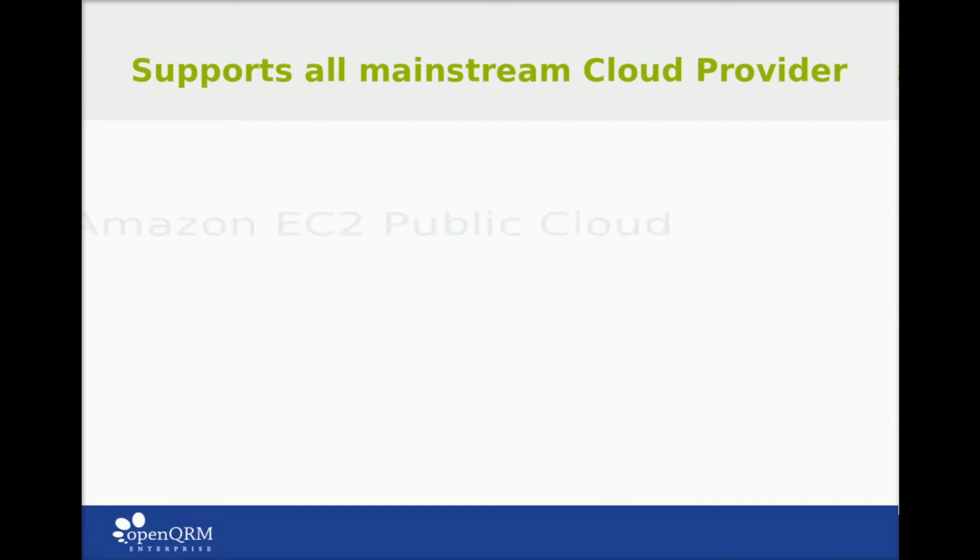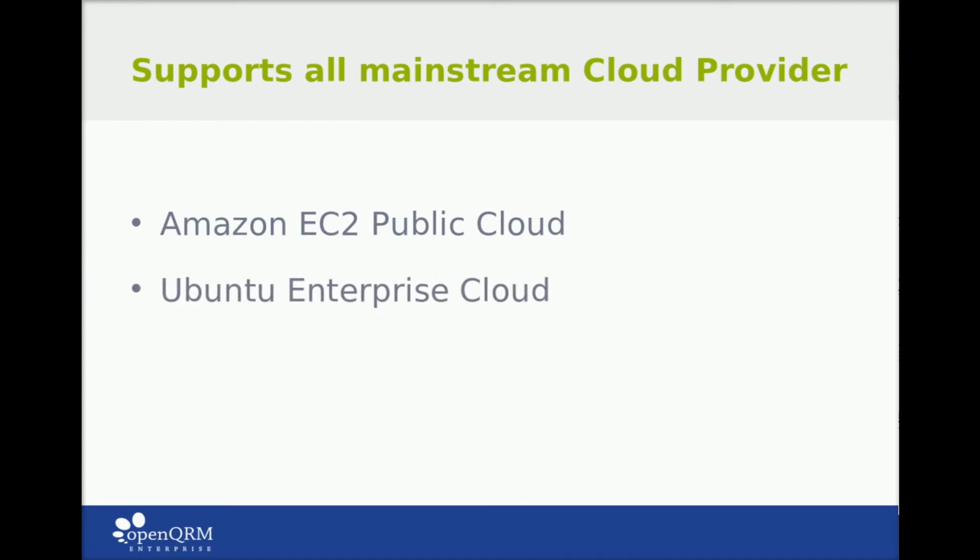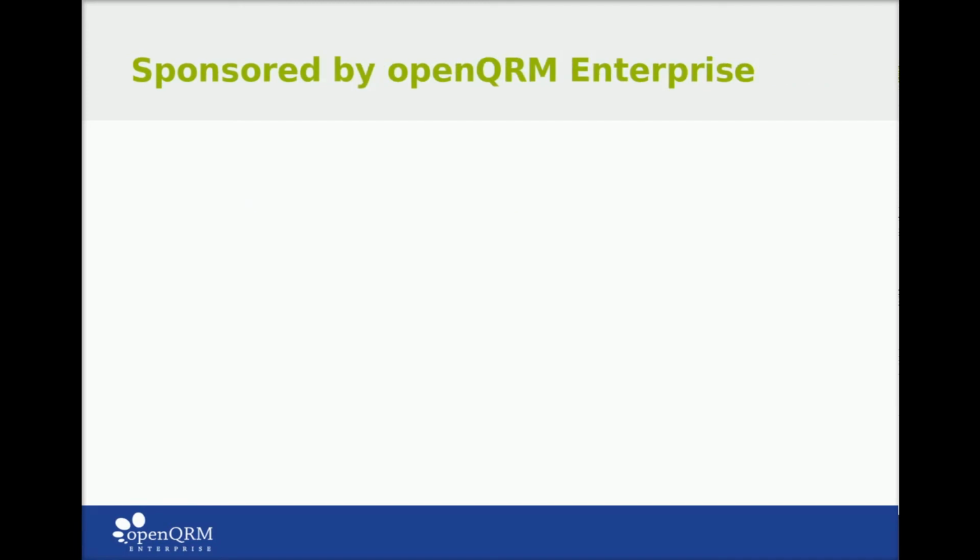This new hybrid cloud plugin for openQRM, sponsored by openQRM Enterprise, is now available in the project source repository. It supports mainstream public and private cloud providers such as Amazon EC2, the Ubuntu Enterprise Cloud and Eucalyptus.